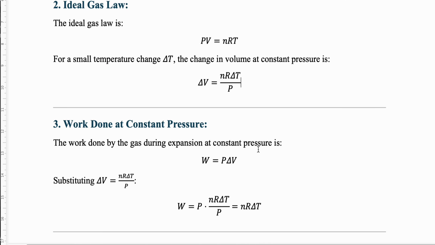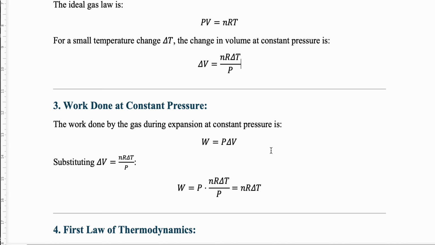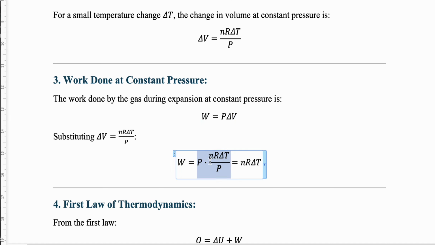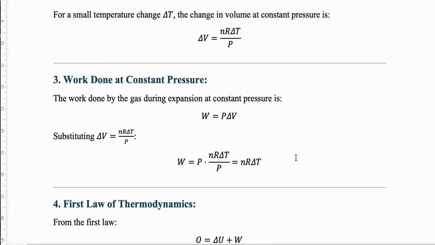Now let's find out the work done during expansion. So work done is nothing but P delta V. These are the steps that you have to follow. P into delta V is, as we have just seen, P into nR delta T by P. This P and P will get cancelled, so this would be nothing but nR delta T. So this is the work done that we have.